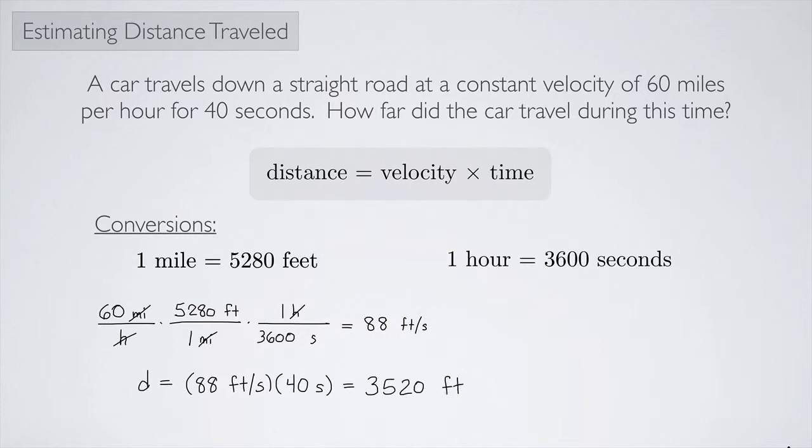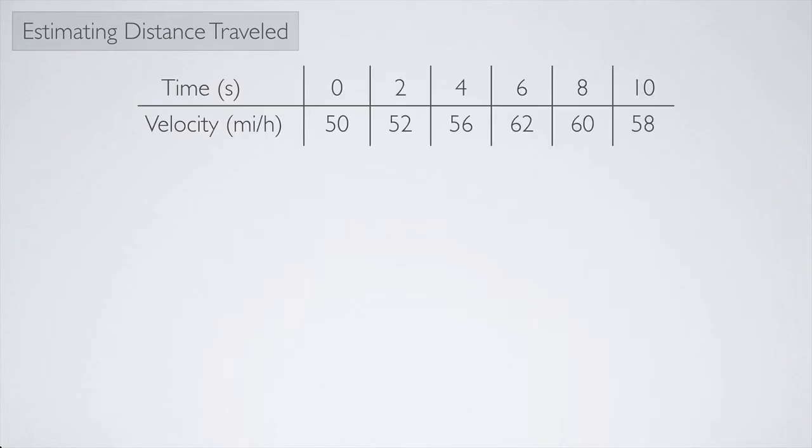Okay, so that was pretty easy when we have a constant velocity, but what if we don't have a constant velocity? Then what do you do? Same deal, we have a car traveling down a straight road, except this time we're going to sample the velocity every 2 seconds for 10 seconds. And this is what we get. At 0 seconds when we start, the car is going 50 miles per hour. And then 2 seconds later, it's going 52 miles per hour, and so on.